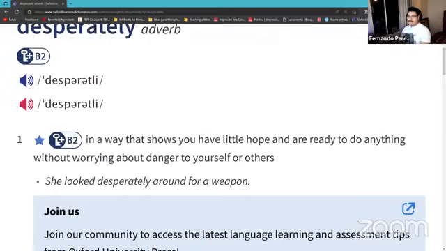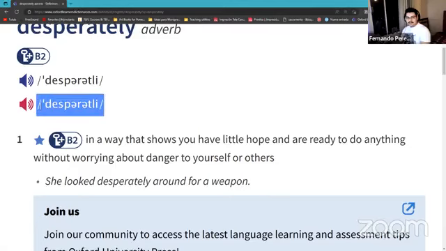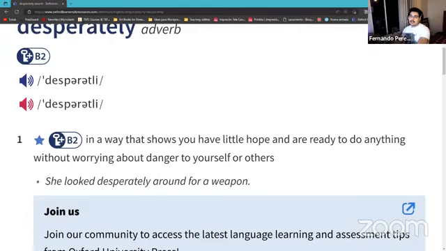One more time. Let's go. Yes, she looked desperately around for a weapon. Very good. Desperately around for a weapon. This particular example is describing how the person was looking for a weapon. I repeat, this example is describing how the person was looking for a weapon.